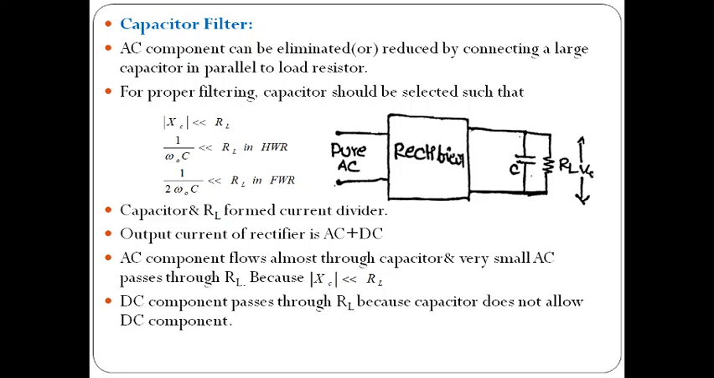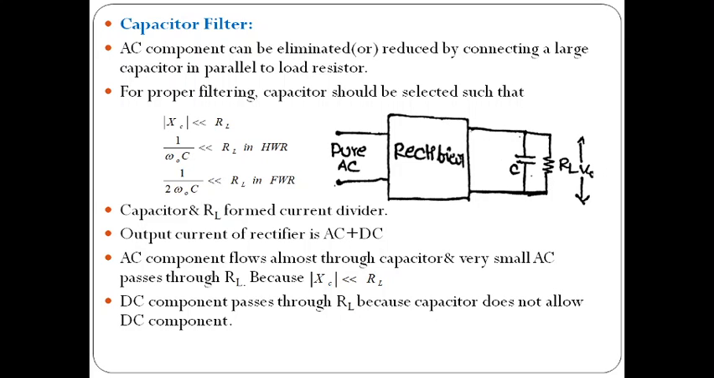So to use this capacitor as a filter, we must consider that the reactance of the capacitor must be small compared to the load resistor. You can observe the capacitor and load resistor form a voltage divider. Sorry, this capacitor and load resistor form a current divider. These two are connected in parallel, so the two elements form a current divider circuit.